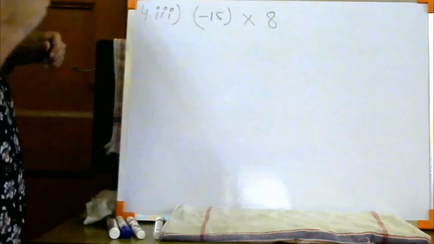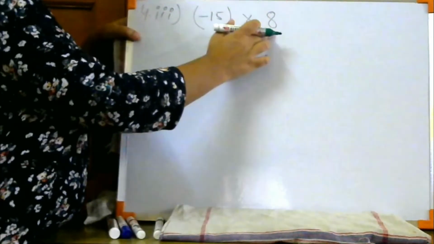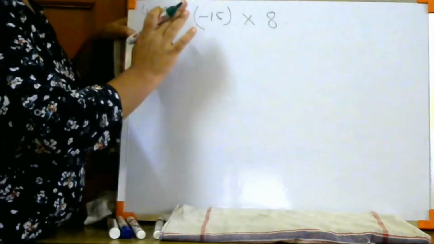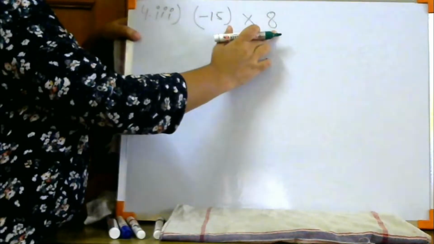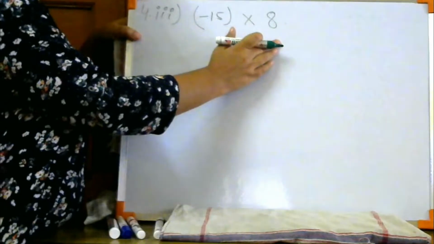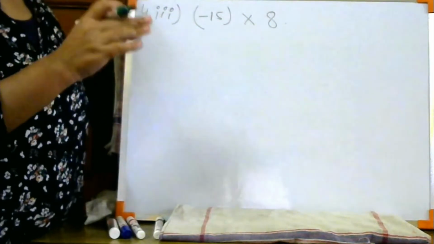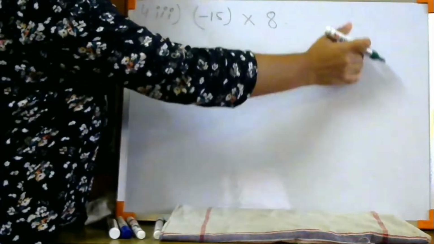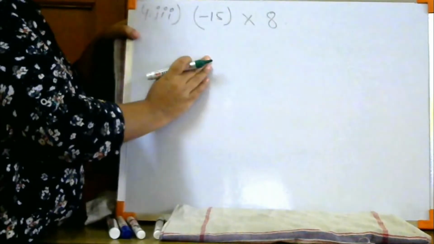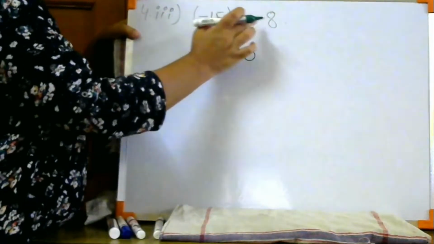Minus 15 into 8. We are going to multiply 15 and 8 first. Don't look at this minus right now. Just see 15 and just see 8, and there's a multiplication sign, so you have to multiply 15 into 8. So what is 15 eights? If you do not know, you can solve it over here, but I know the tables of 15, so I'm writing over here 120. The answer is 120. 15 eights are 120.